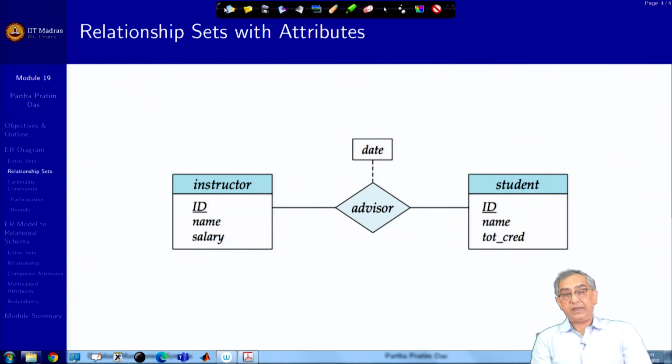We use a dashed line. The moment we use a dashed line, it does not mean a relationship with an entity set. It means that this relationship has an attribute. So, date now is interpreted as an attribute, and it is an attribute of advisor. So, advisor will now become the triplet instructor.id, student.id, date, right. So, remember.